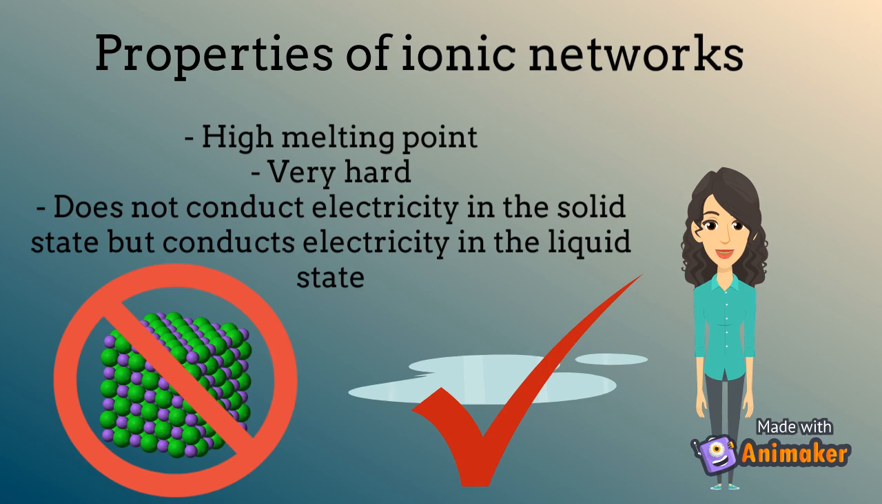If we try to distort the crystal, we will bring like charges together and they will repel one another, hence being brittle. Ionic networks do not conduct electricity in the solid state because the ions are held in a fixed position. In the liquid state and in solution, ionic networks can conduct electricity because the ions are mobile.